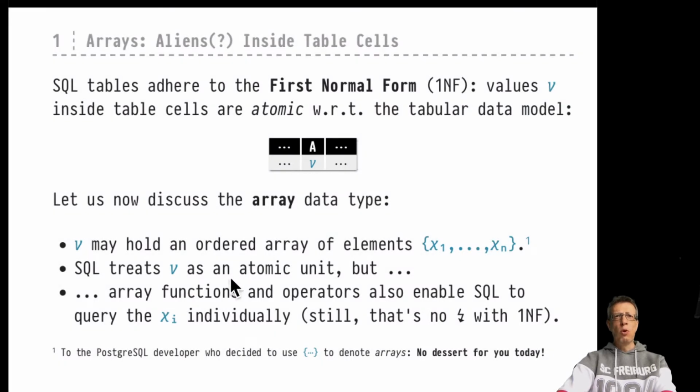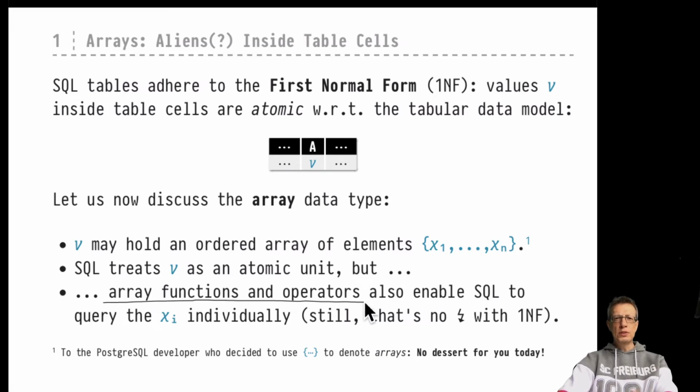So although we will be able to store a number of elements, say the elements x1 to xn in one single array value, this would not violate first normal form. We would be able to access the elements x1 to xn individually as you would expect from an array data type, but we would not use the concepts and the operations of the relational data model. We would use particular array functions and array operators that we will of course discuss in the upcoming videos and in the next few minutes.